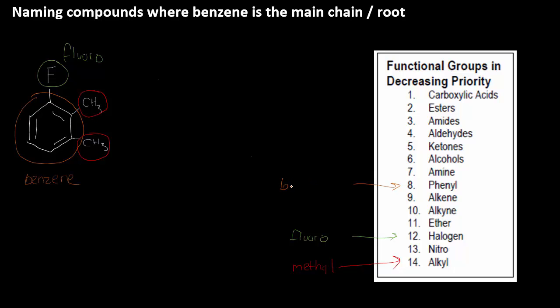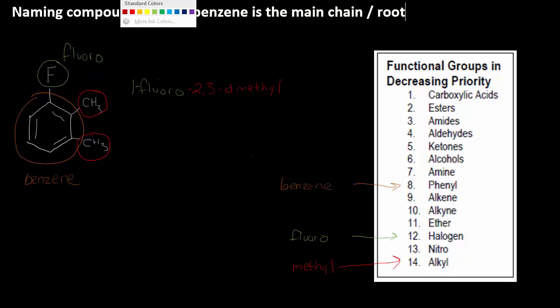Now, benzene, you'll notice, doesn't appear on your priority list. The actual term for benzene on the priority list is phenyl. We'll look into that in a little while, where the phenyl comes from. But the longest continual chain of carbons here is 6. That's the benzene. So I'm going to treat the fluorine and the methyls as branches. So this is going to be 1-fluoro-2,3-dimethylbenzene.